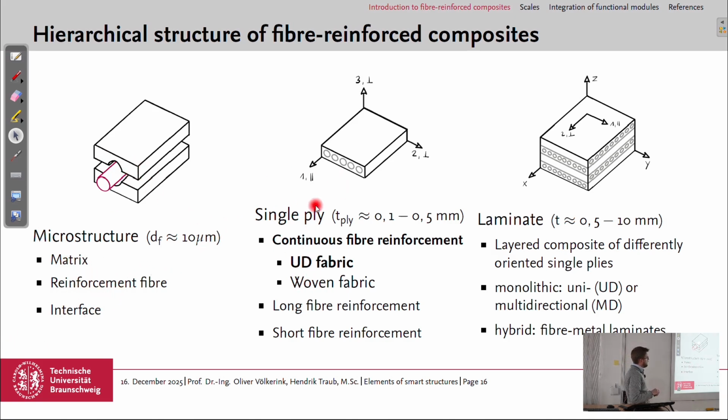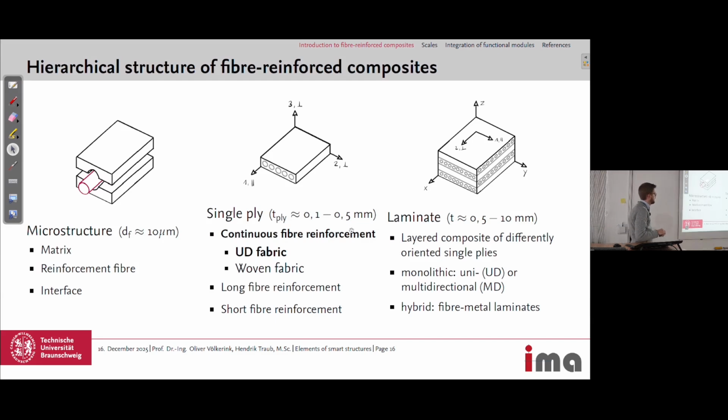Then the next level would be the single ply, which is between 0.1 and 0.5 millimeters in thickness. We can have continuous fiber reinforcement with unidirectional or non-woven fabrics, meaning we have only fibers in one direction. And we could also have a woven fabric, so that two directions are woven into each other, in this direction and in this direction, for example. And we can also have long and short fiber reinforcements.